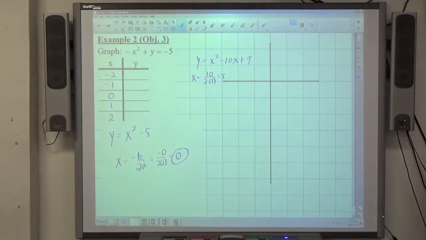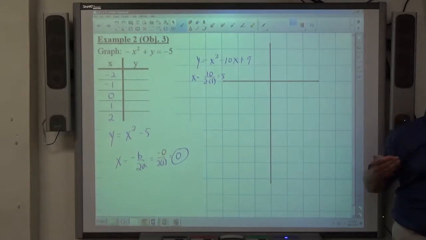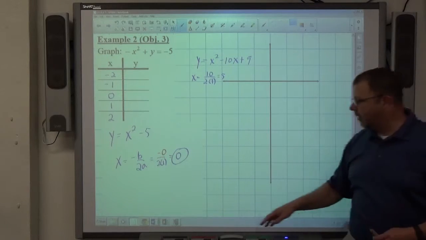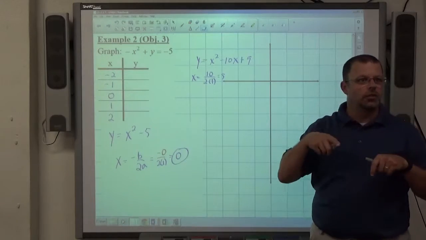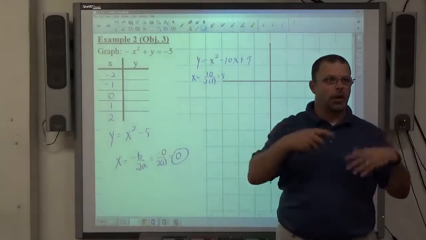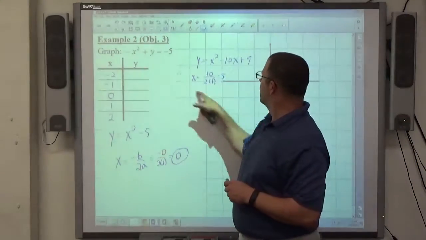So b is always the number that's in front of x? B is always in front of x, a is always in front of x squared. And if there is no x term, b is equal to 0. If there is an x term, b is equal to whatever the coefficient of that x term is. Right? And again, the negative b over 2a just tells you where that bottom happens, or the top happens. The lowest point or the highest point, depending on which way the parabola goes.